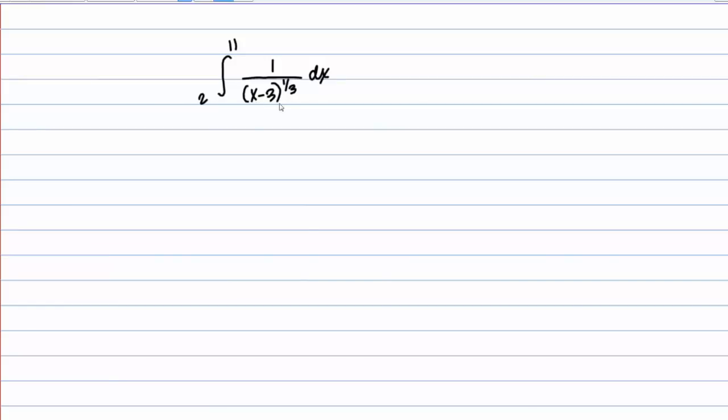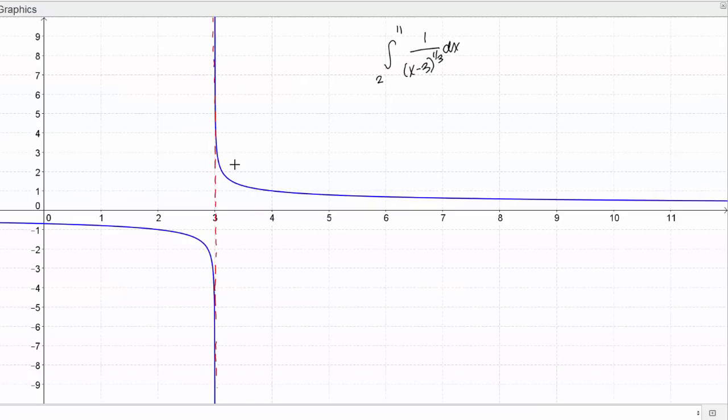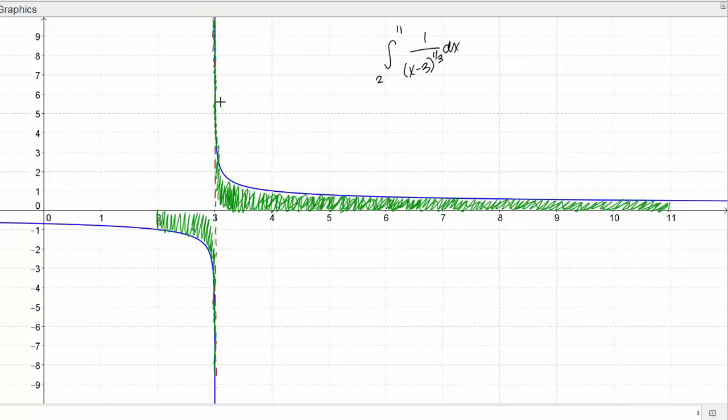I've got this vertical asymptote at x equals 3, and then I notice that my bounds actually include that x value, right? My bounds are going from 2 to 11 here. So this is an improper integral because our integrand is actually unbounded on this interval of integration. So let me show you a graph really quickly of this function. So we see again here this vertical asymptote at x equals 3, and the area that's represented by this integral, if I try to shade it in green, is going to look like this. And what we want to do is find the value of this area if it's finite, or otherwise say that the integral diverges.